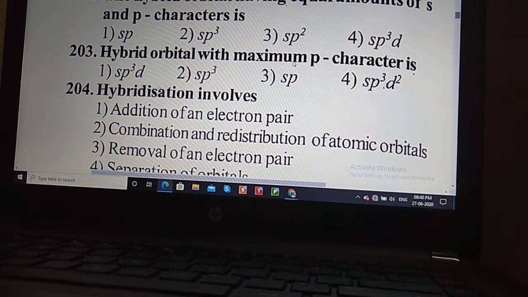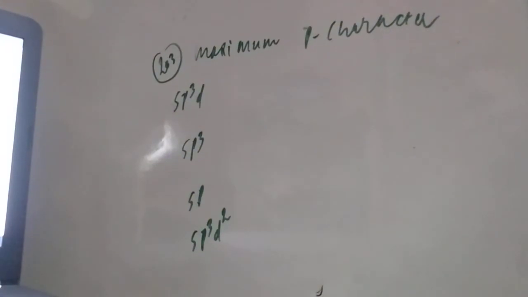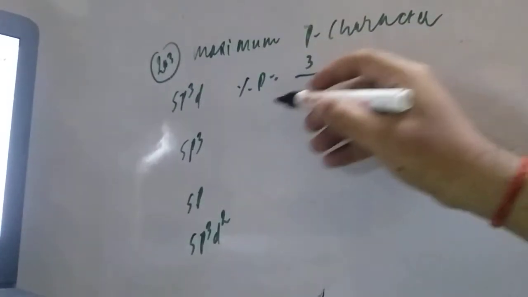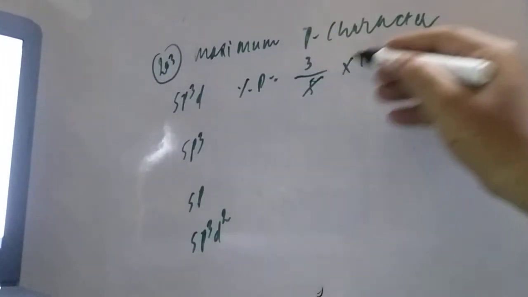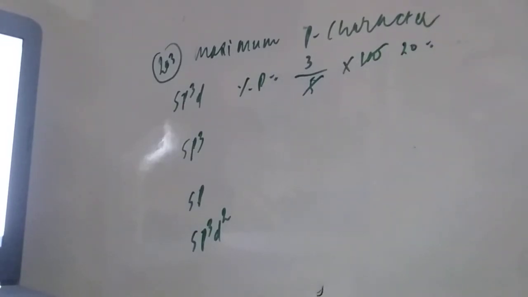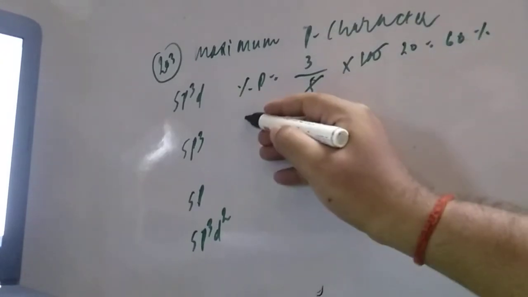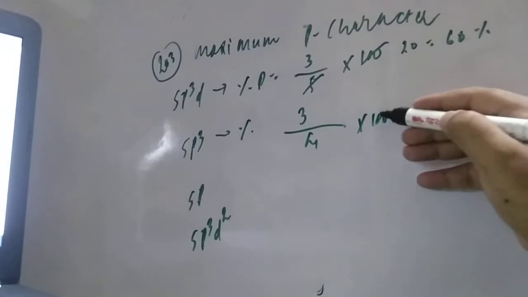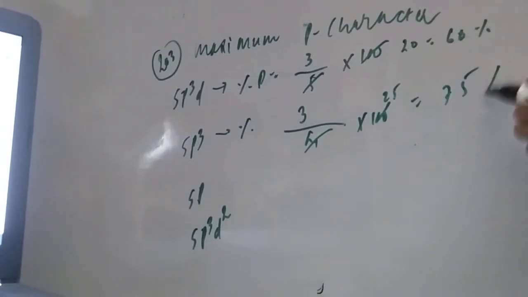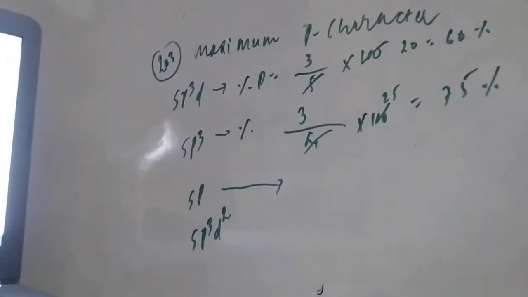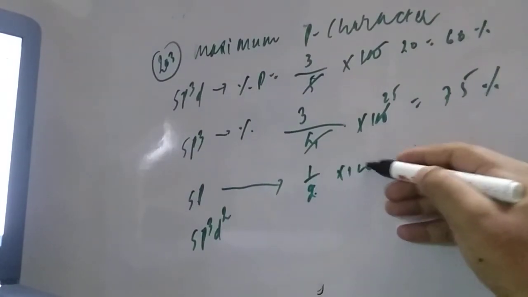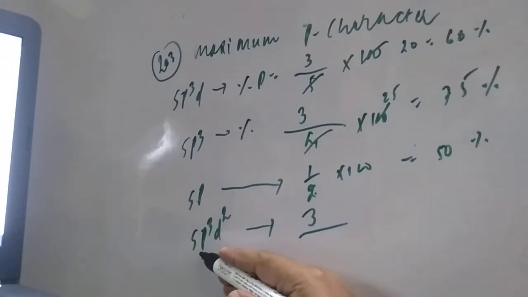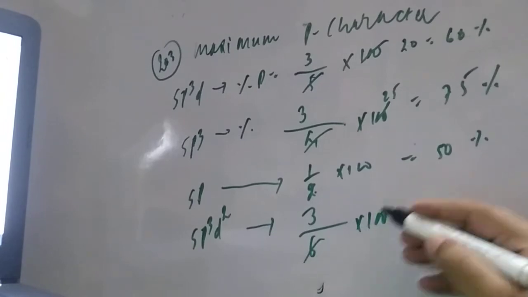In question 203, maximum p character means the larger number of p orbitals. For sp3d, there are 3p out of 5 total orbitals, multiplied by 100. That is 20 times 3, so 60%. For sp3, 3p orbitals out of 4 total orbitals, multiplied by 100, that is 25 times 3, so 75% p character. For sp, it is 1 by 2, multiplied by 100, so 50%. Now sp3d2: 3 by the total orbitals, 4 plus 2 is 6, multiplied by 100, so that is 50%.